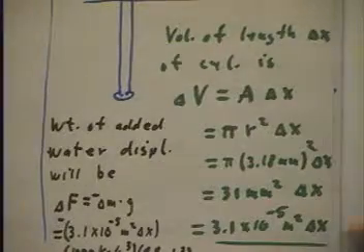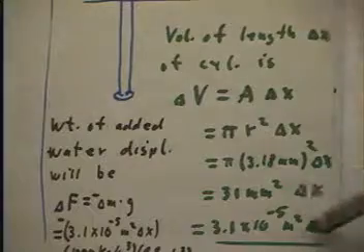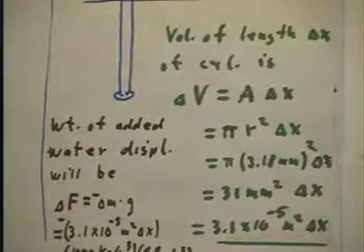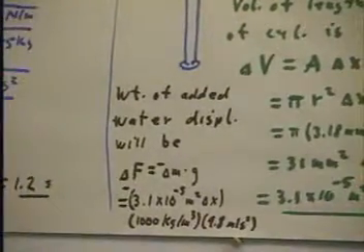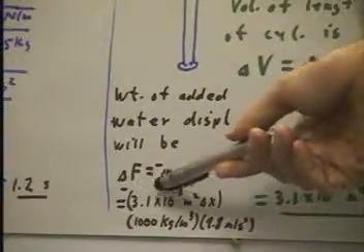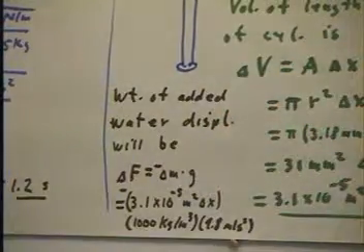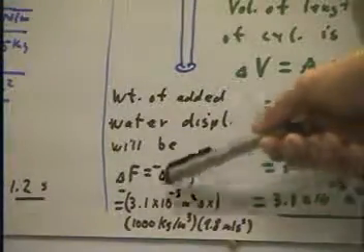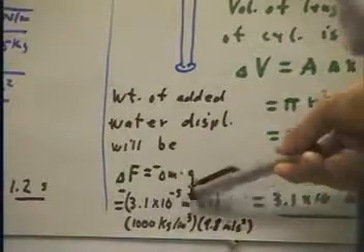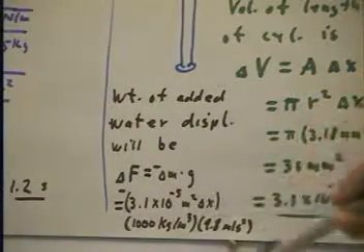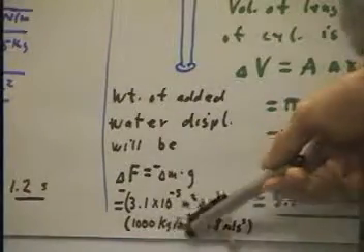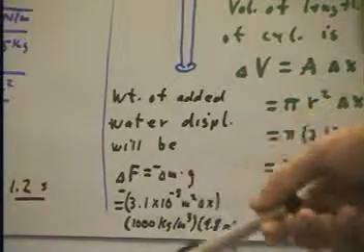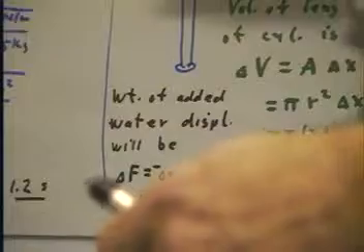Now how much would the water displaced by this volume weigh? Because that's going to be our buoyant force. Well, the weight of that water is going to be negative delta m times g, where delta m is the mass of the water displaced. The mass of the water displaced is the volume, 3.1 times 10 to the negative fifth square meters times delta x, multiplied by the density of water, 1,000 kilograms per cubic meter, and that times the acceleration of gravity.